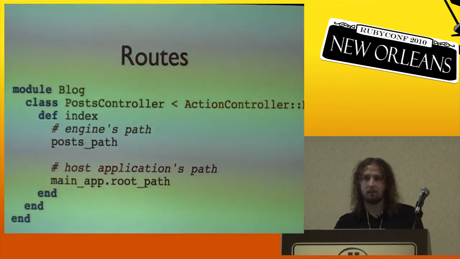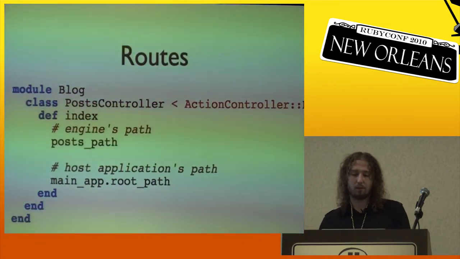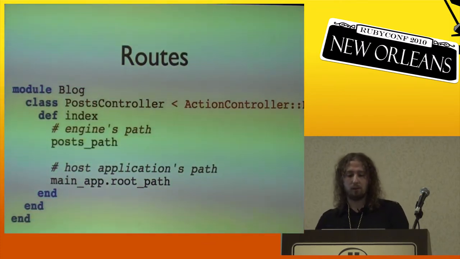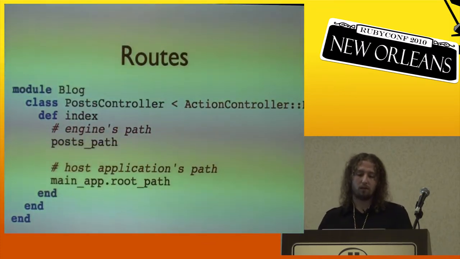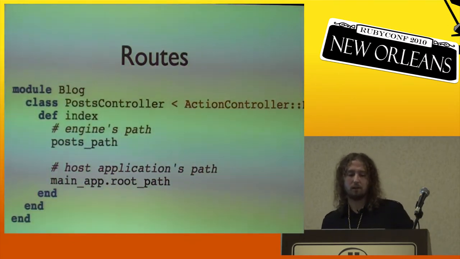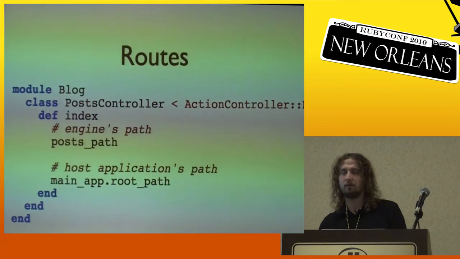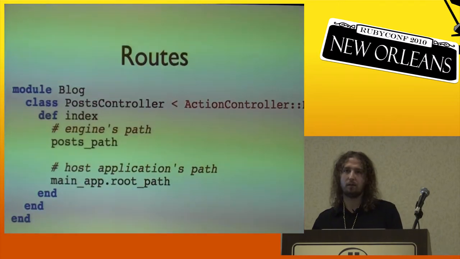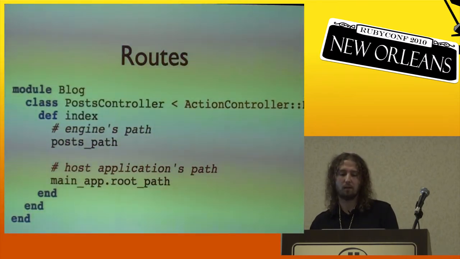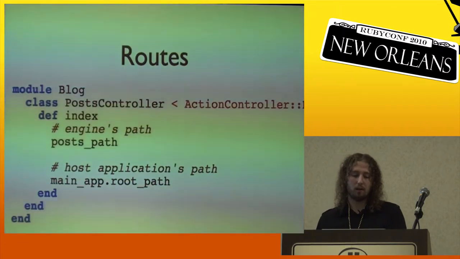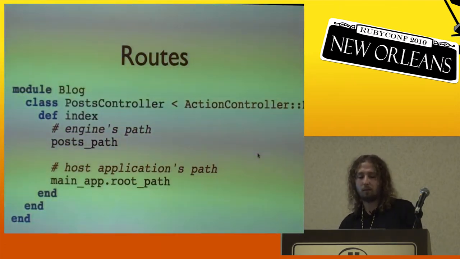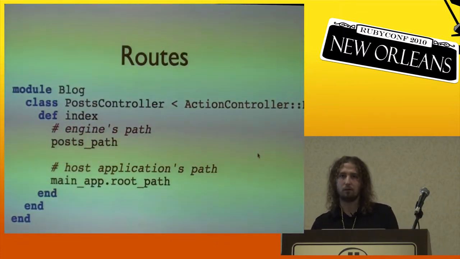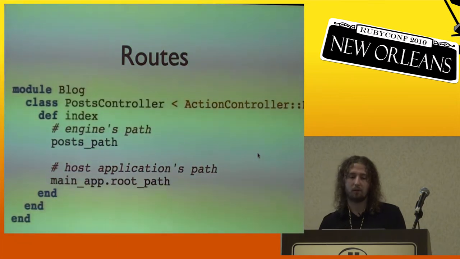And the next thing that is very important is routes, because if you have an isolated application, it will have its own router. So here we have a controller, Blog::PostsController, so it's a controller from our blog engine. And if you want to use post path, we can do it like we would normally do in a regular application, but we can also call a route from the host application or some other engine by saying here main_app.root_path, so it will get the path from the application's router.